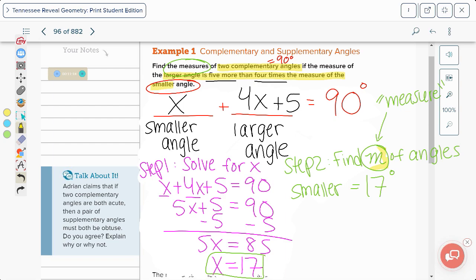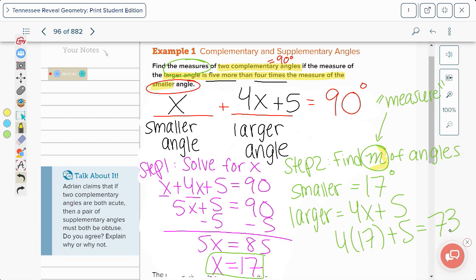So we have to find the measure of the larger angle. The larger angle is represented by 4x plus 5, and we know x is 17, so we're going to take that, plug it in. So 4 times 17 plus 5 is going to give us our measure of that angle. So 4 times 17 is 68. 68 plus 5 is 73 degrees.